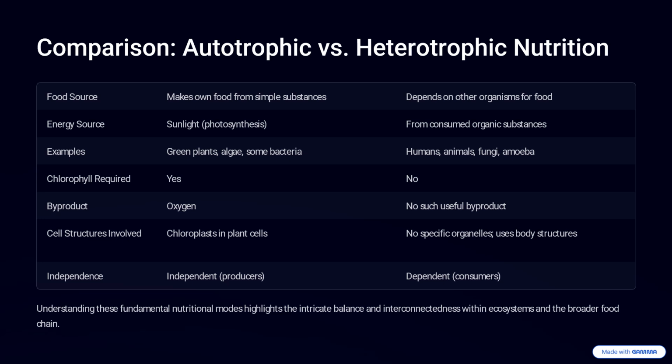Next, cell structures involved. The cell structure involved in autotrophic is the chloroplast. For heterotrophic, no specific organelles. Okay. What is the dependence? Plants are independent producers, and the heterotrophs are the dependents. They are the consumers. Understanding these fundamental nutrition modes highlights the interconnections of the ecosystem and the broader food chain. So don't forget all these and mention all the points which I have said. Go prepare for it and give your 100%.